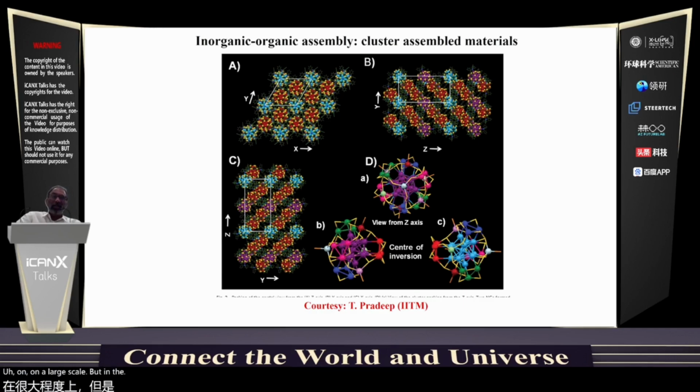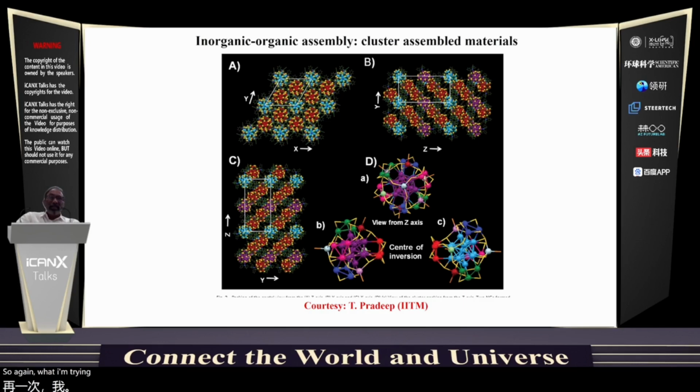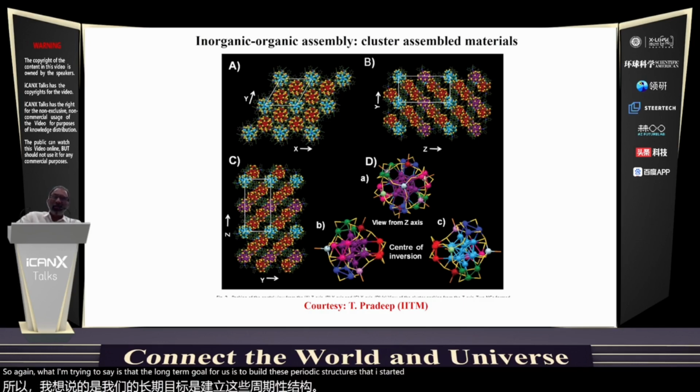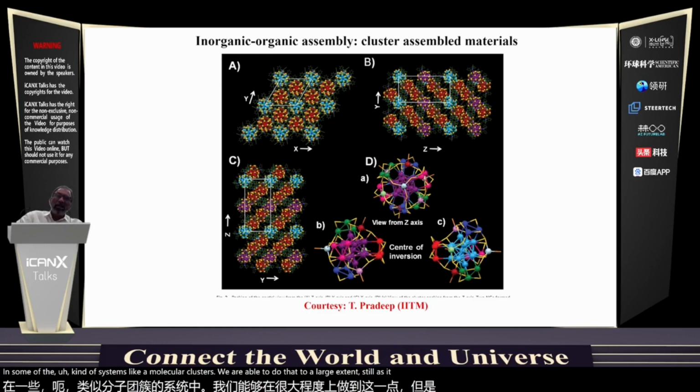Right? In this particular case, they use organic ligands, and that leads to these kind of porous structures, and they can control the ligand sizes and so on, so that you can create different types of packing and different type of crystal structures. So again, what I'm trying to say is that the long-term goal for us is to build these periodic structures that I started with in the schematic that I showed you. In some of the kind of systems like molecular clusters, we are able to do that to a large extent. Still, as you scale to larger and larger scales, you start seeing a lot of defects and other issues.